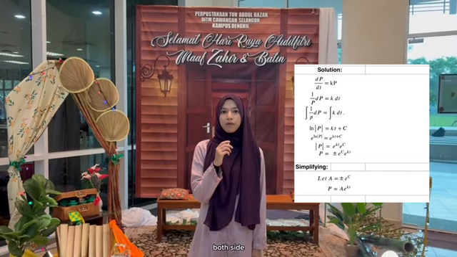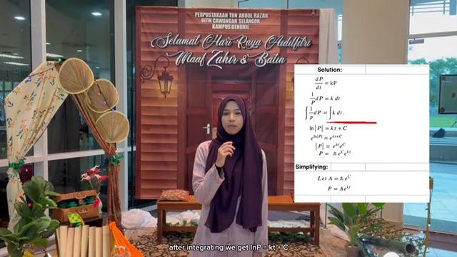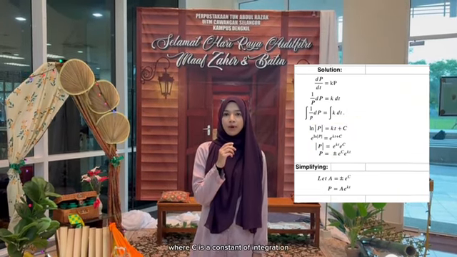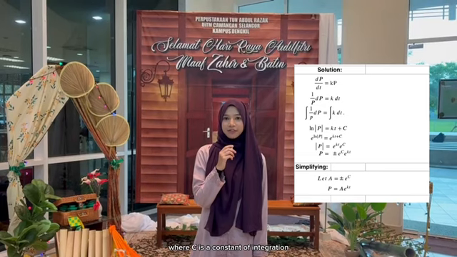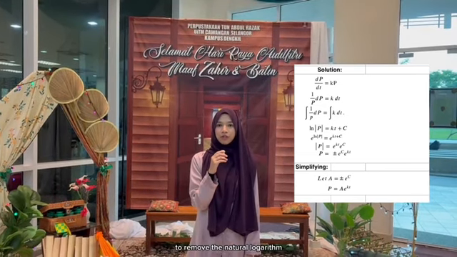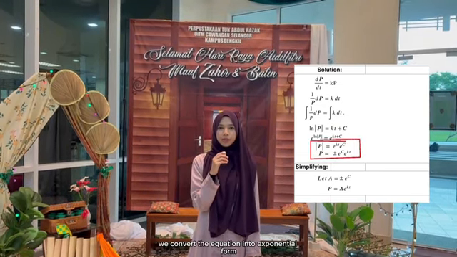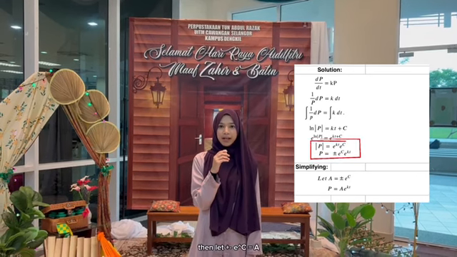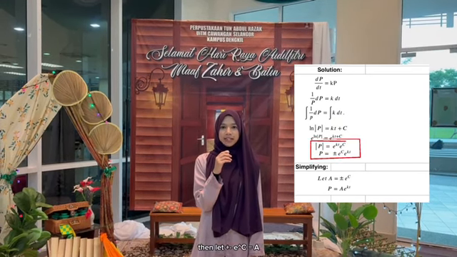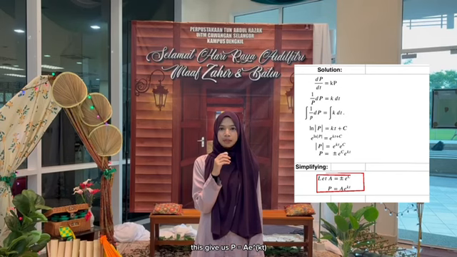Then, we integrate both sides. After integrating, we get ln P = kt + C, where C is a constant of integration. To remove the natural logarithm, we convert the equation into exponential form. Then let ±e^C = A. This gives us P = Ae^(kt), where A is a constant.